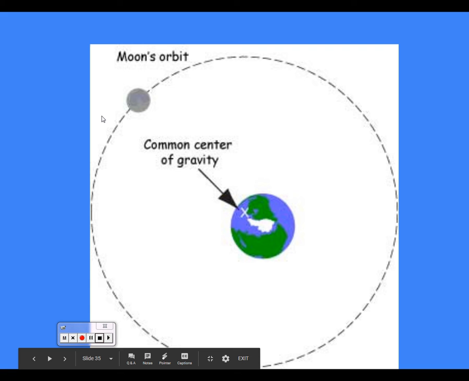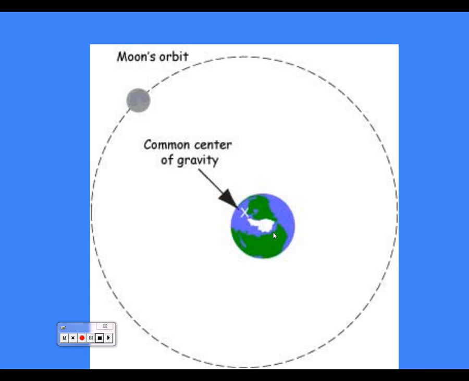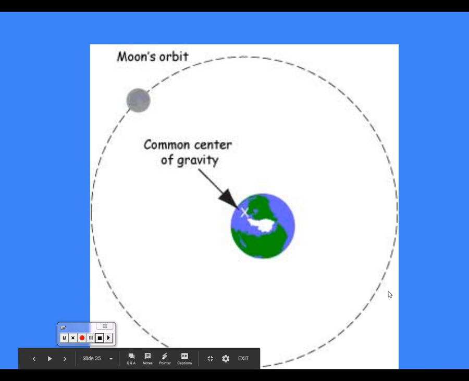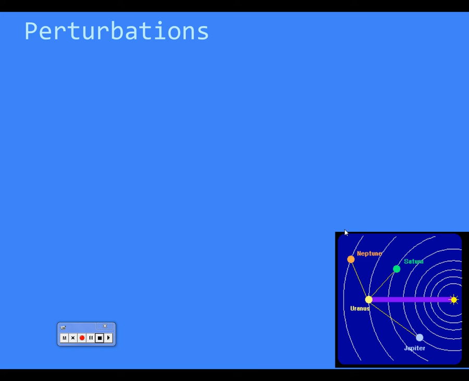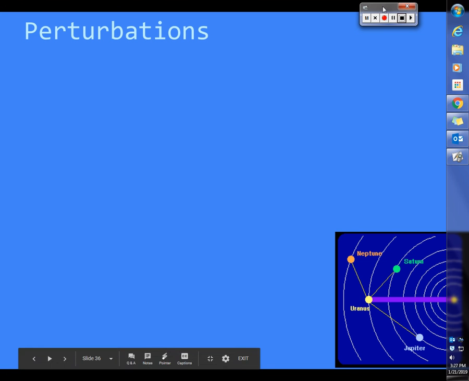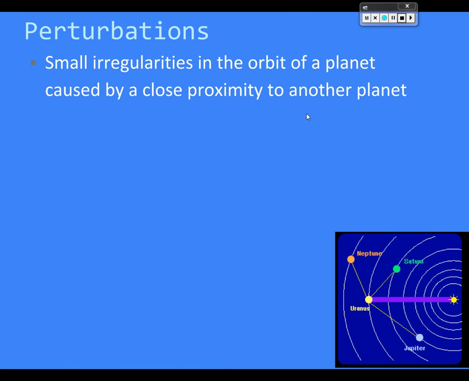It's a better visualization of maybe the same thing. Here's the Moon's orbit, here's the Earth, and this X marks the center of that orbit. Again, very clearly not in the center of the Earth. Again, that's called a barycenter. Another new term, just very quickly, kind of a funny sounding term, is perturbations.